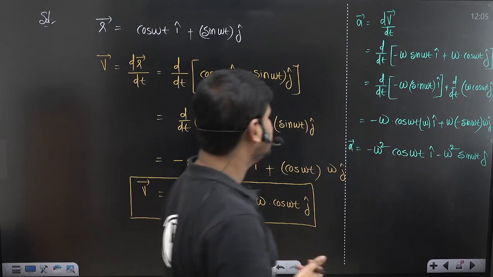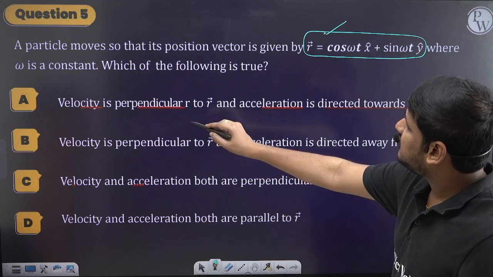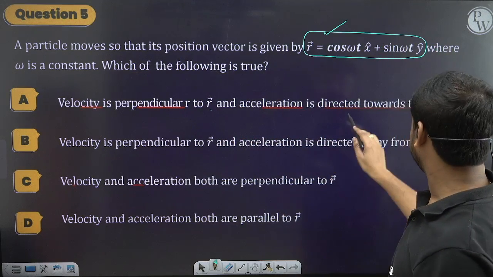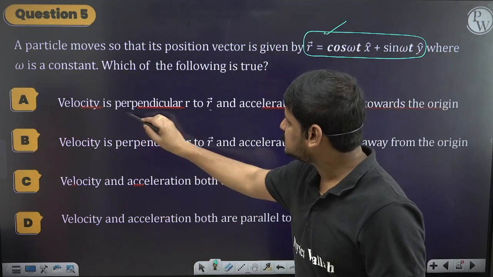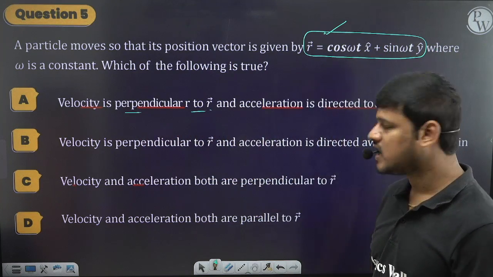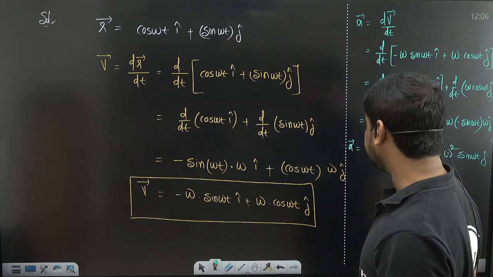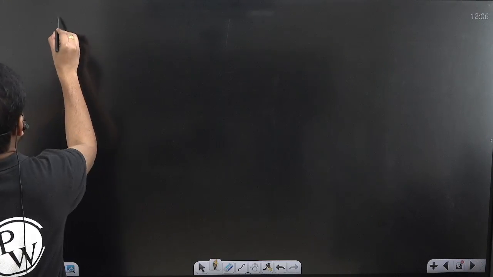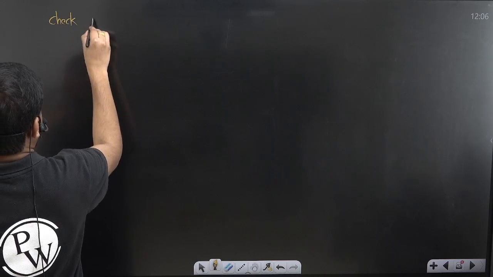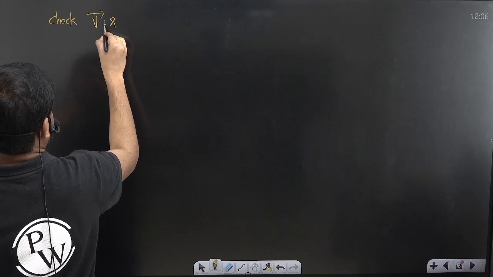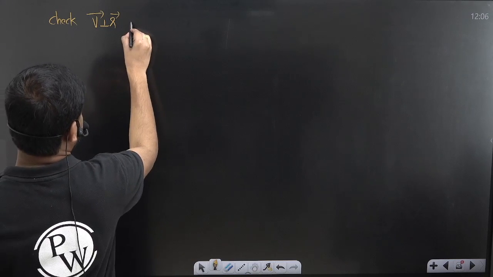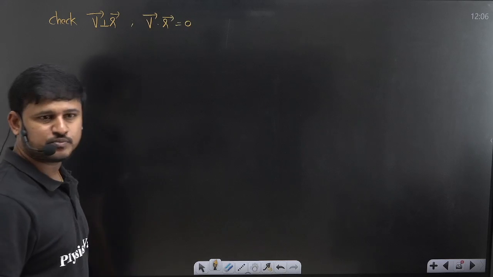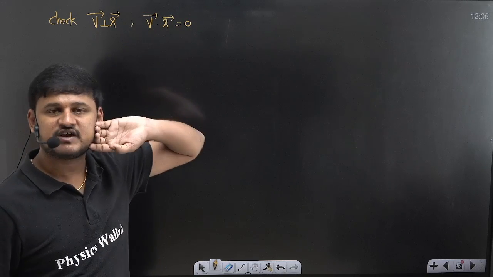So first check, they said in the first option the velocity is perpendicular to r and acceleration is directed towards the origin. So first check whether velocity is perpendicular to r or not. If the velocity is perpendicular to r, the dot product is 0. So the v dot r should be equal to 0, the dot product of velocity and position vector should be 0.